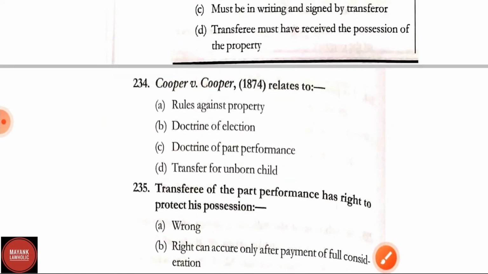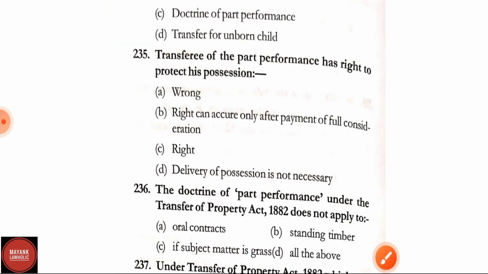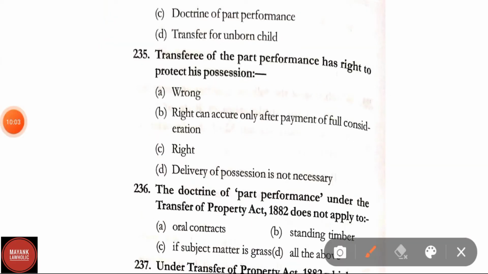Question number 234. Cooper versus Cooper 1874 relates to rules against property, doctrine of election, doctrine of part performance, transfer for unborn child. Here the correct answer is option C, that is doctrine of part performance. Question number 235. Transferee of the part performance has right to protect his possession. Options are wrong. Right can accrue only after the payment of full consideration. Option C, right. Option D, delivery of possession is not necessary. Here the correct answer is option C, that is right.